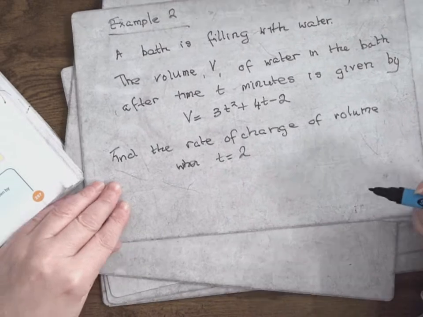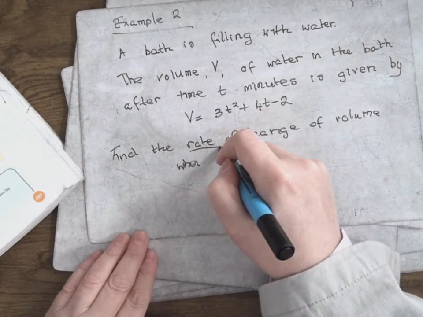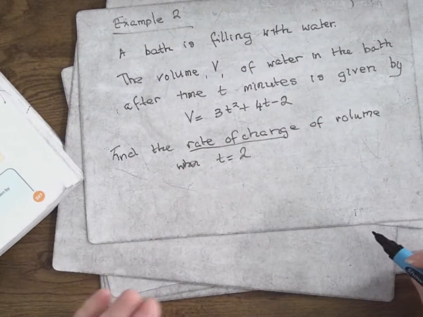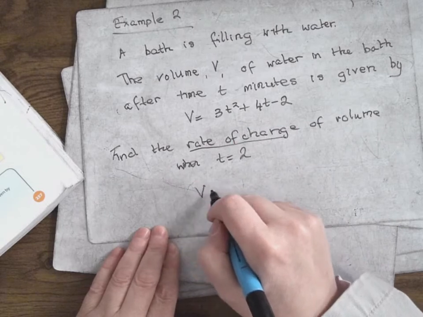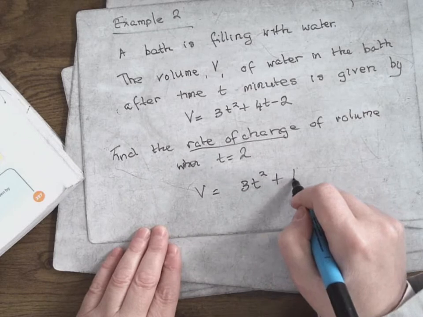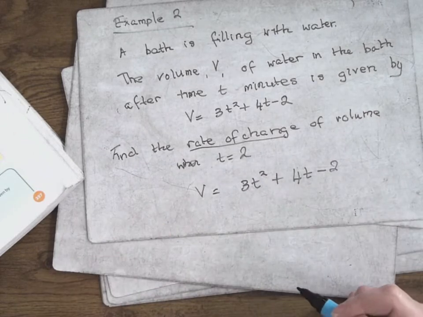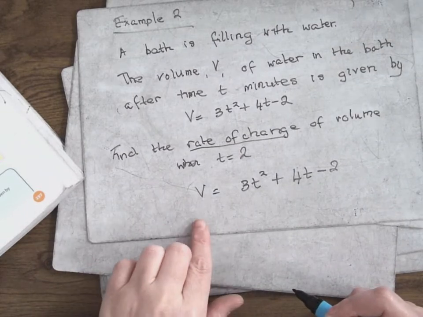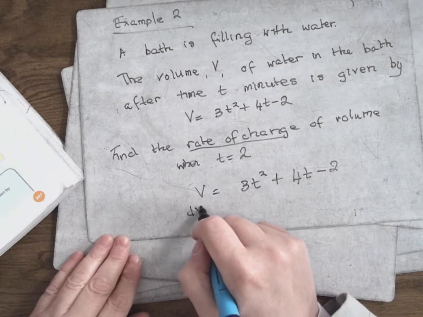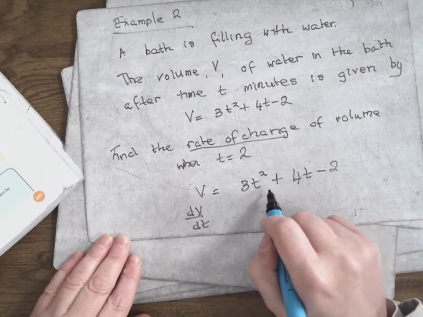Find the rate of change of volume when t equals 2. When you see those three words, rate of change, rate of change means you what? Differentiate. So you take the volume, you take the equation they gave you, and you differentiate it. Now, don't get too hung up on what you call it, but what would I call it when I differentiate that? dV dt. So you're differentiating V with respect to t.